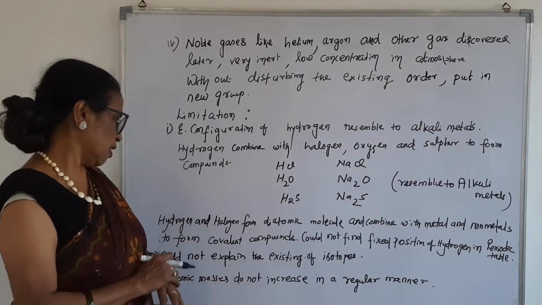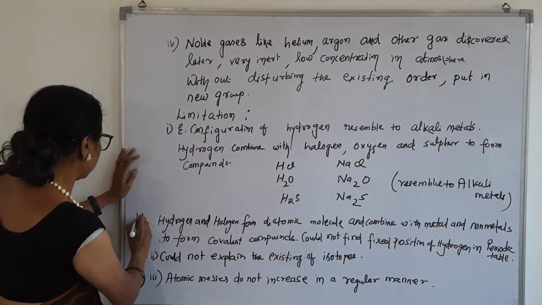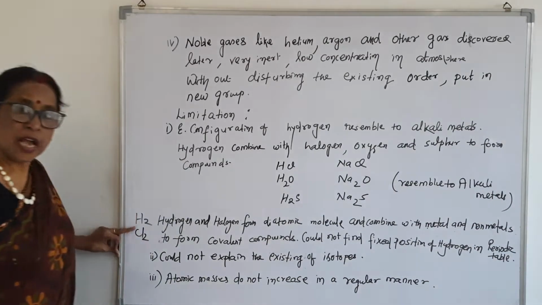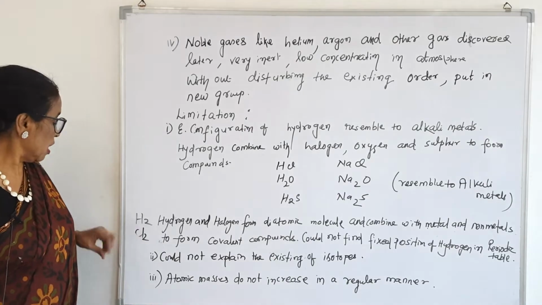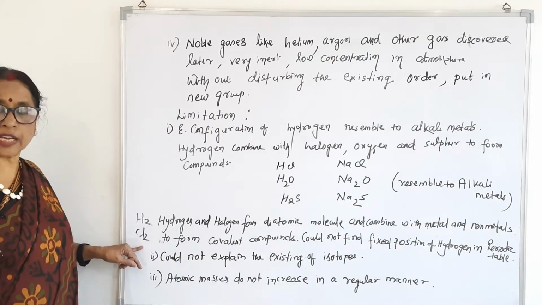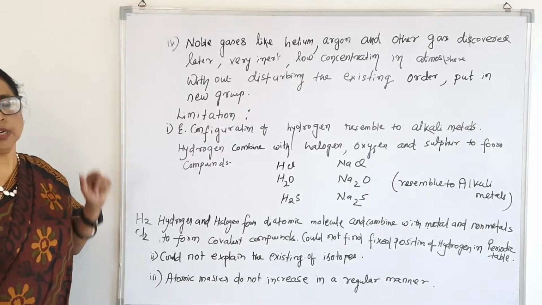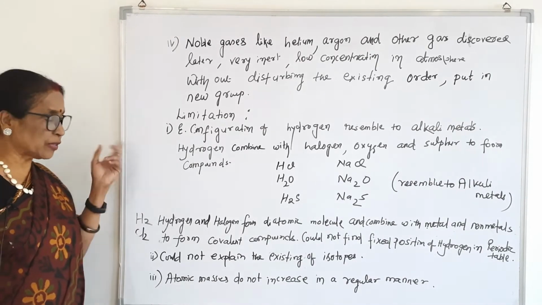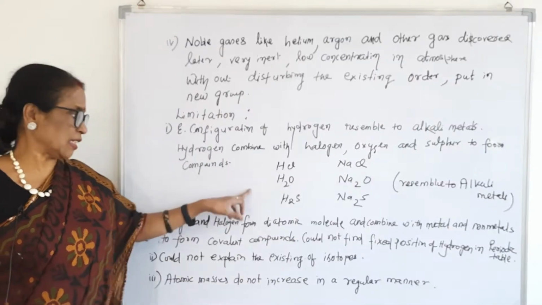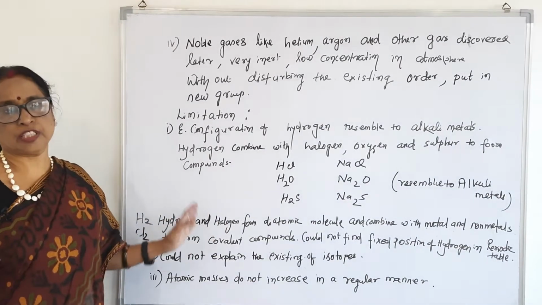Hydrogen and halogen form diatomic molecules of H2. See here, if you say H2, Cl2, that means hydrogen forms a diatomic molecule and chlorine also forms a diatomic molecule. Both hydrogen and halogen form diatomic molecules. That means sometimes it can be proved it is similar to alkali metal by this process, and sometimes you can prove hydrogen and halogen both are similar.